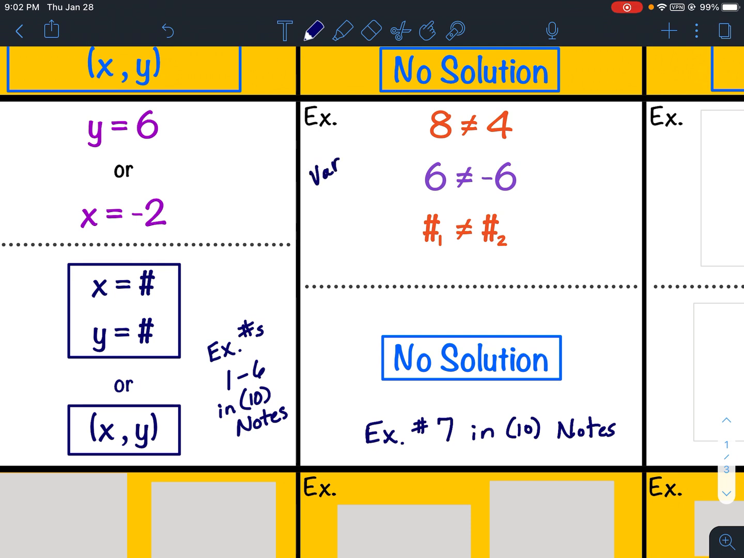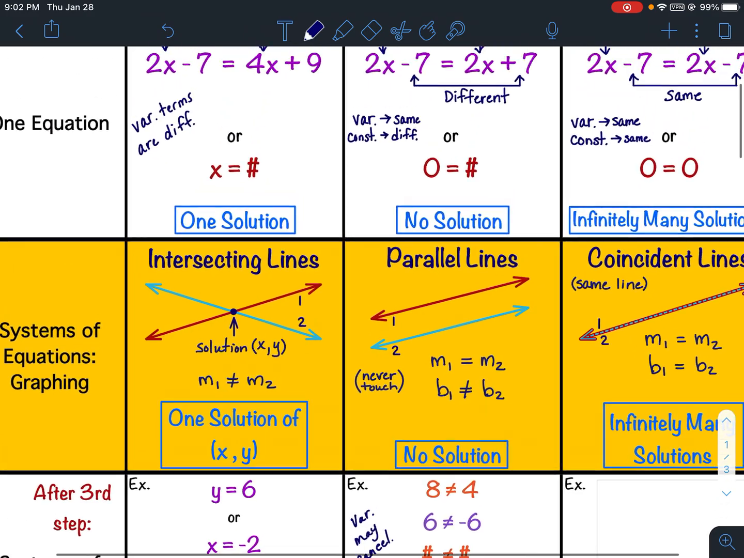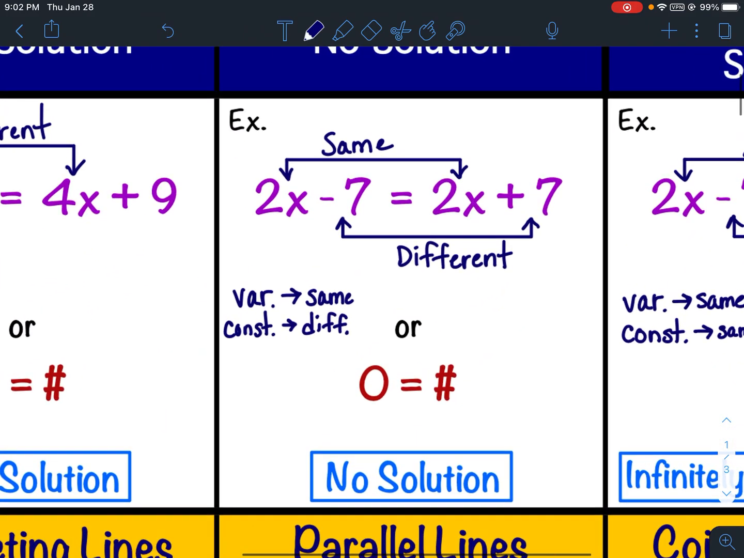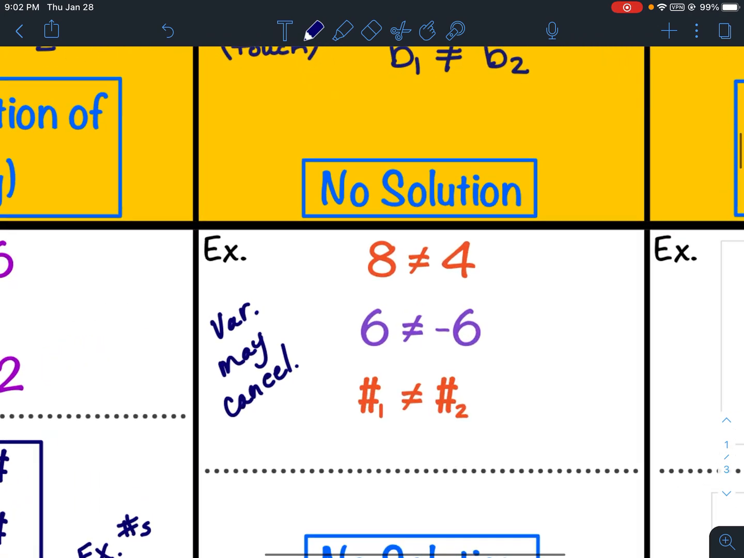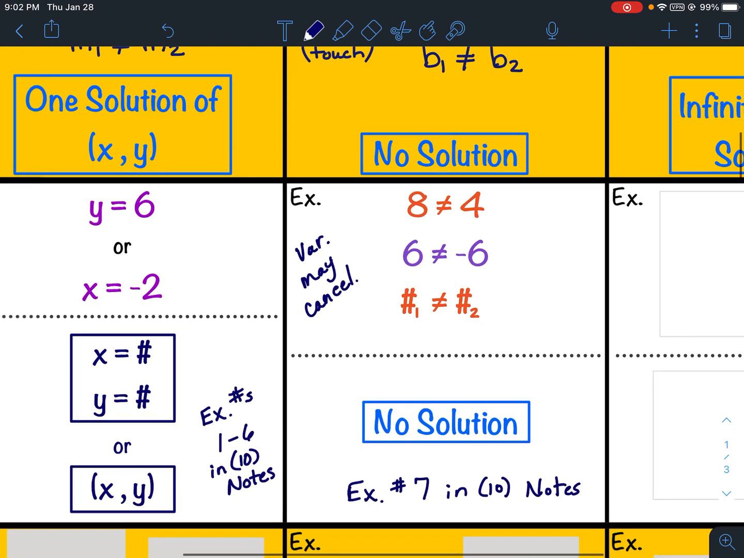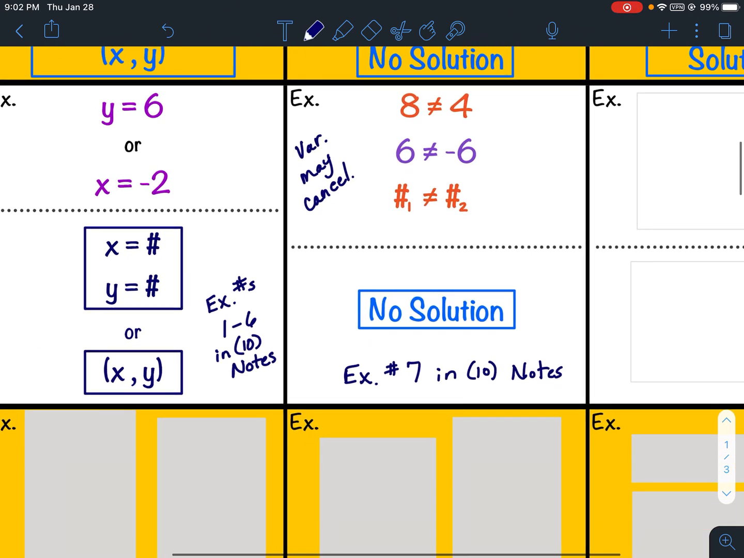Also put variables may cancel. Some people will recognize that if after they've done this step, it looks like this, then it's no solution. Others might need to go on, and that's when two numbers are not equal to one another. And that'll be your no solution problem.